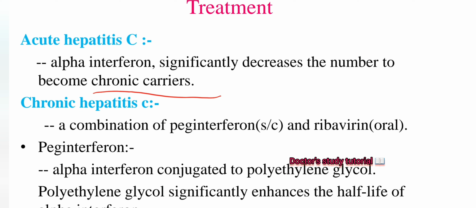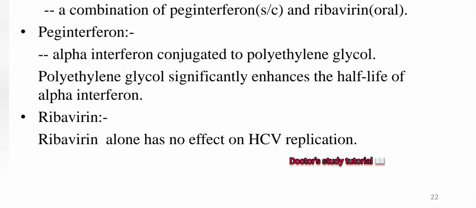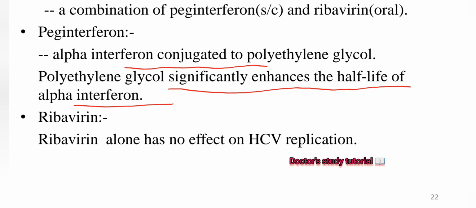For chronic hepatitis C, a combination of pegylated interferon subcutaneously and oral ribavirin. Pegylated interferon is alpha interferon conjugated to polyethylene glycol. Polyethylene glycol significantly enhances the half-life of the alpha interferon. Ribavirin alone has no effect on hepatitis C replication.